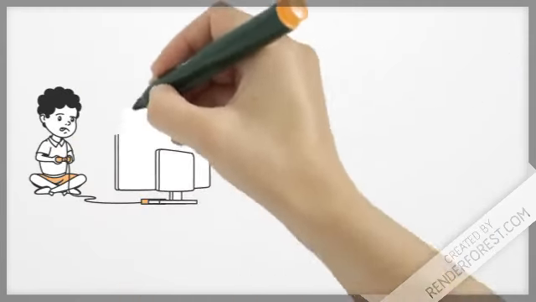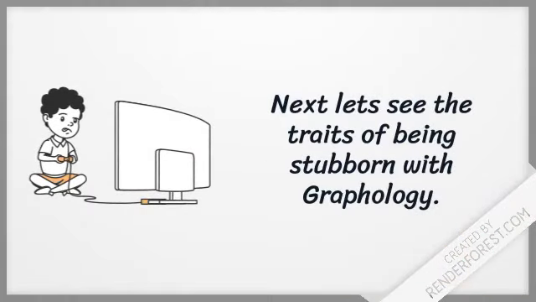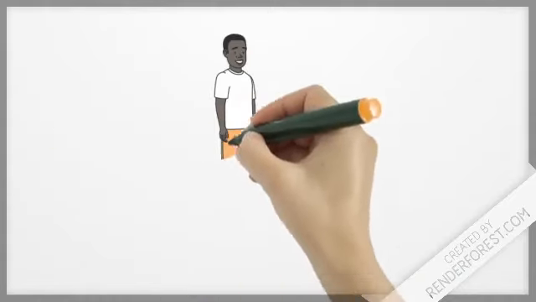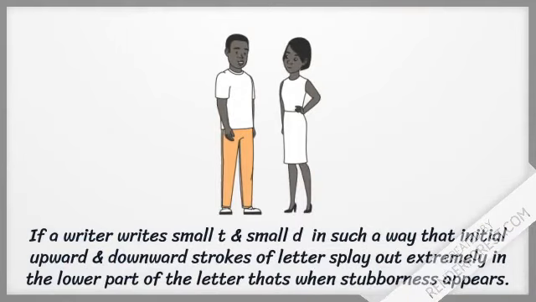Next let's see the trait of being stubborn with graphology. If a writer writes small t and small d in such a way that the initial upward and downward strokes of the letters play out extremely in the lower part of the letter, that's when stubbornness appears.